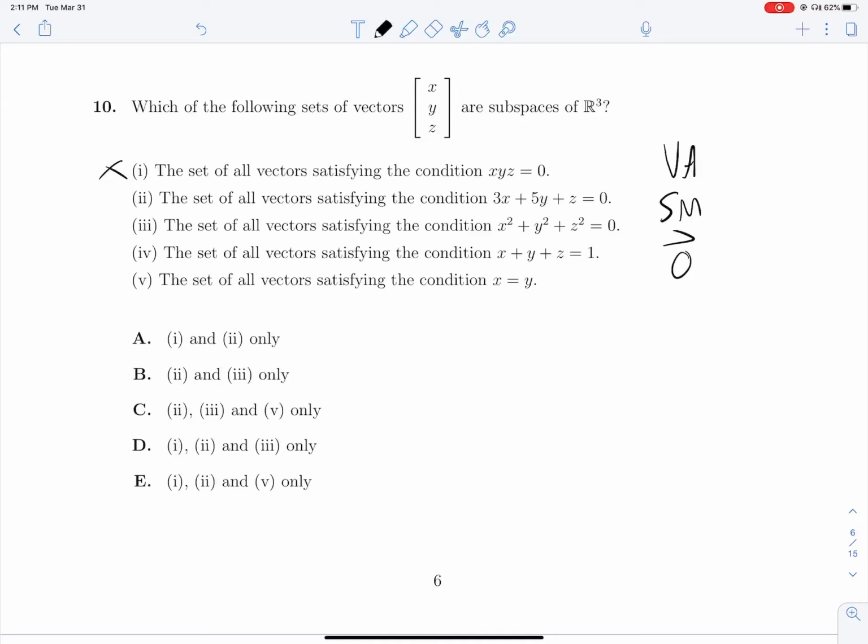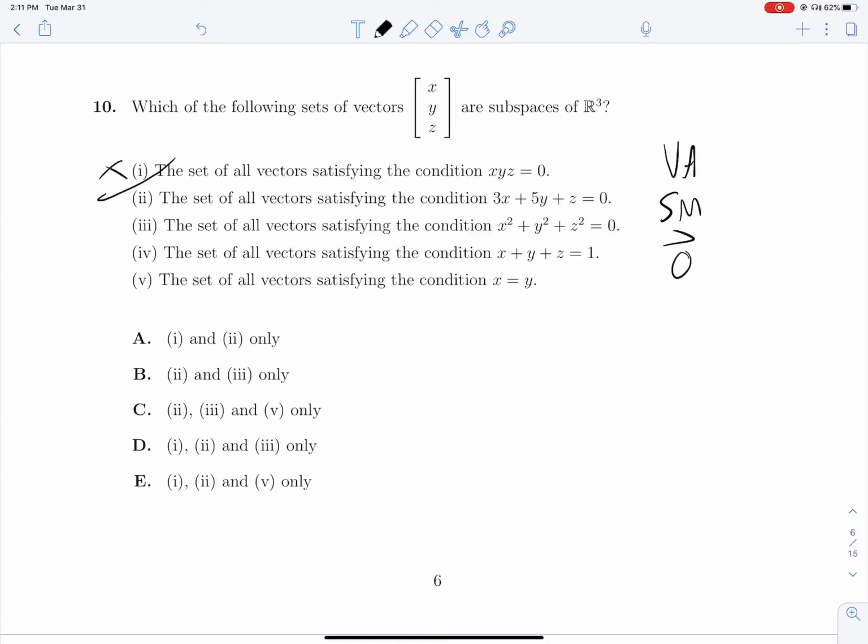2, the set of all vectors satisfying this condition right here. Well, we can save some time. In a final situation, you'd really want to be able to go through these relatively quickly, and we see that, in fact, this is a plane that passes through the origin. We know it's a plane because we can plug in 0 to x, y, and z and the condition will remain true.